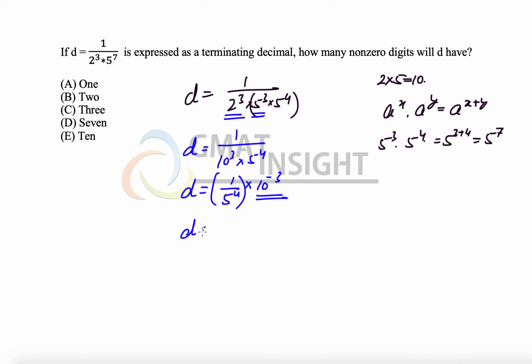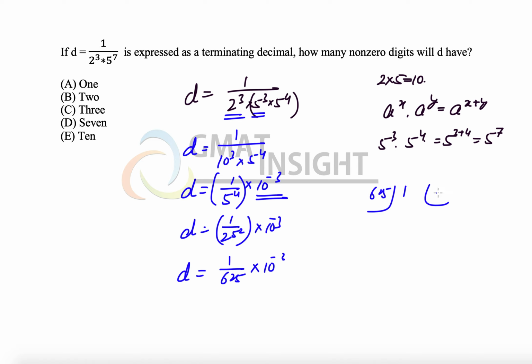We can further write it as 1 over 25 square times 10 to the power minus 3. We can further write it as 1 over 625 times 10 to the power minus 3. Now 1 over 625, we need to find this out. So what we can do is we can start dividing this 1 up by 625 manually.